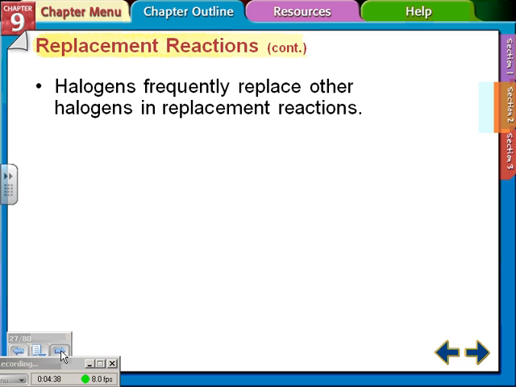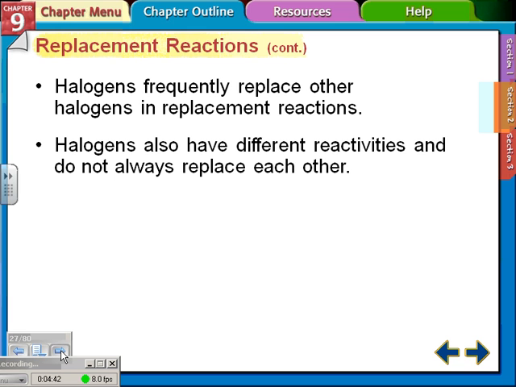This also happens with halogens. Some halogens are more reactive than others, so they have their own reactivities, and they don't always replace each other either. But there are single replacement reactions that involve the halogens as well.